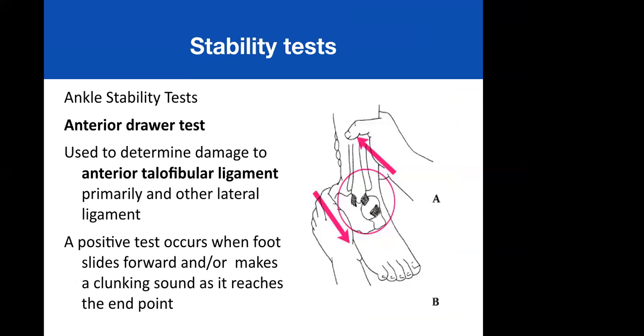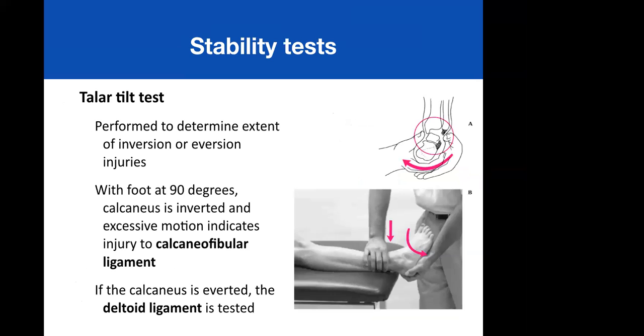Lastly, special tests for ankle stability include the anterior drawer test. It is used to test the anterior talofibular ligament, that's the low ankle ligament test. A positive test happens when your ankle slides forward or makes a clunking sound as it reaches the end point.